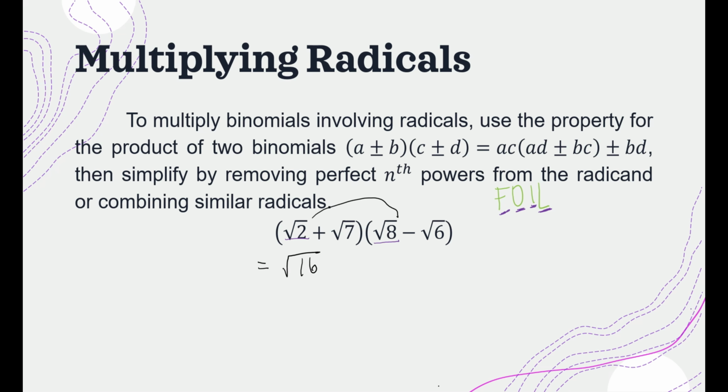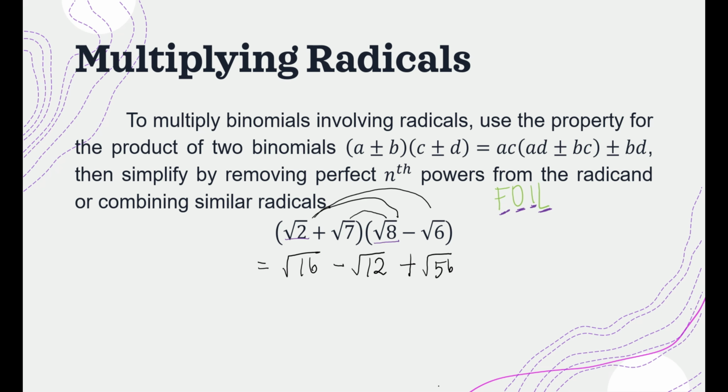Next are the outer terms. For the letter O, the outer terms are again square root of 2 and negative square root of 6. So that would be negative square root of 12. The third one is the inner term, and the inner terms are square root of 7 and square root of 8. Multiplying the two, that would give us a product of positive square root of 56.